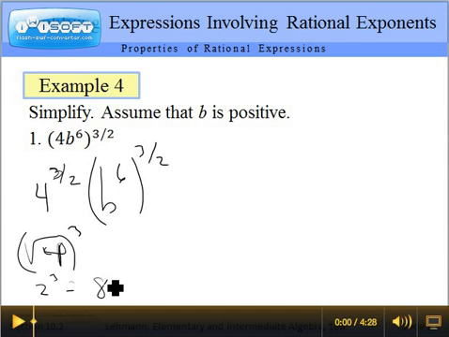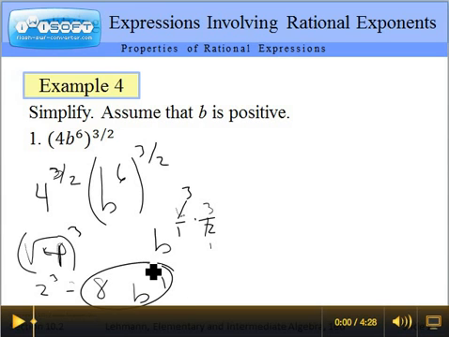b to the 6 raised to 3 over 2, that's the same as me taking b to the 6 over 1 times 3 over 2. I can cancel. 2 goes into itself once and into 6 3 times. So I would have b to the 9. So my answer is 8 times b to the 9.